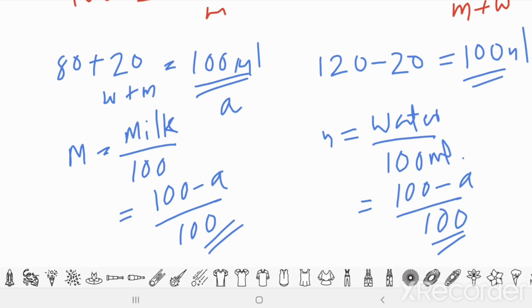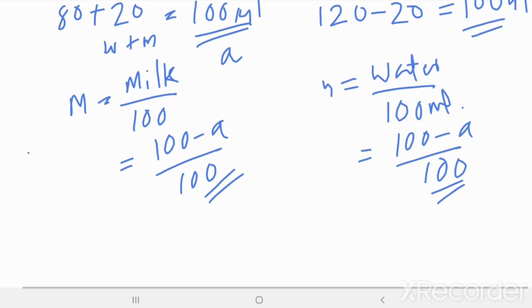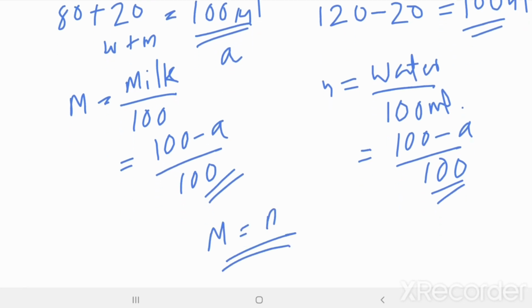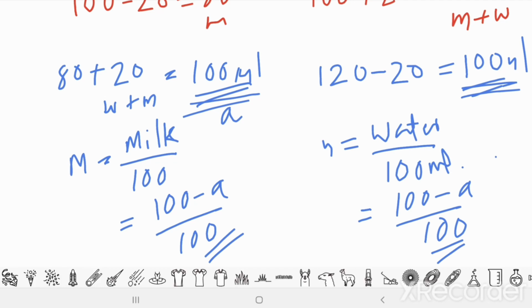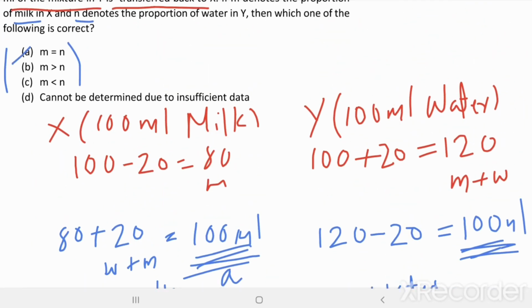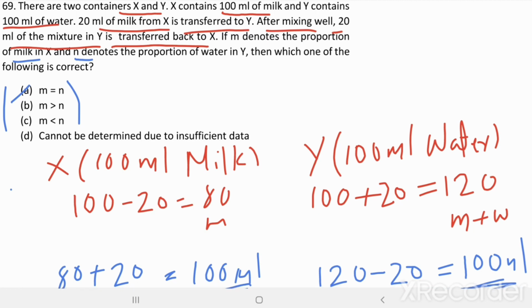Whatever the amount of water moved to container X, the same amount of milk is moved to container Y. Therefore, the proportion of milk in container X is always equal to the proportion of water in container Y. M always equals N, because both the containers have the same amount of mixture. Option A is the right answer.